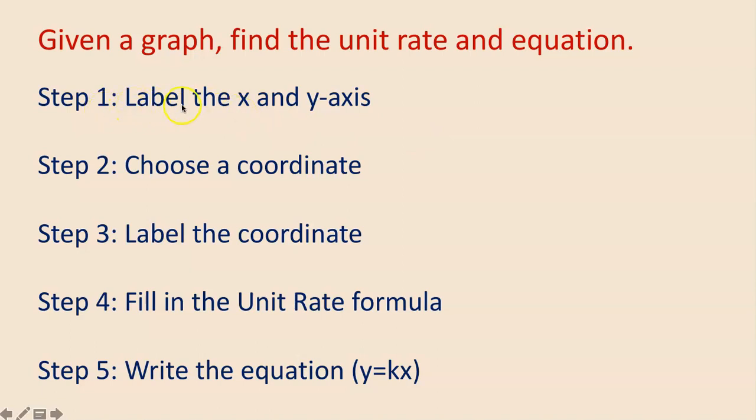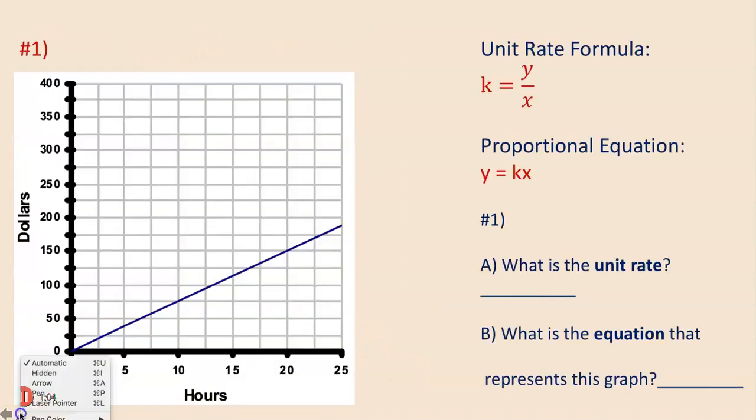So step 1, we're going to label the x and y axis. Step 2, you choose a coordinate that's along that navy graphed line. Then you label the coordinate, with x and y and labels like minutes and sit-ups or something like that. Step 4, fill in the unit rate formula, and then we divide to find the unit rate. And then step 5, we write the equation. And y equals kx is the proportional equation that we use, except we replace k with what we found the unit rate to be in step 4. So let's go ahead and complete those steps.